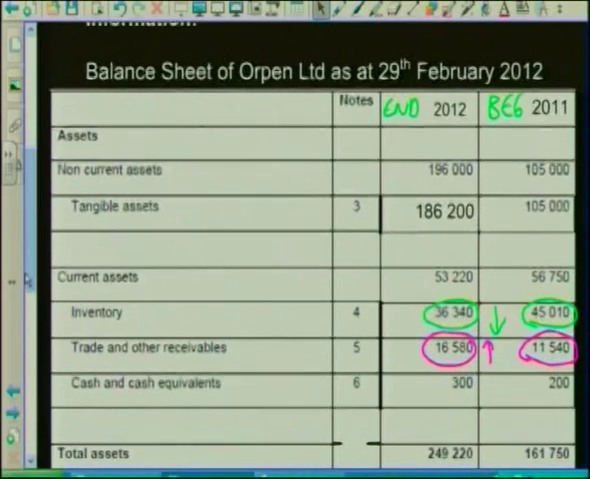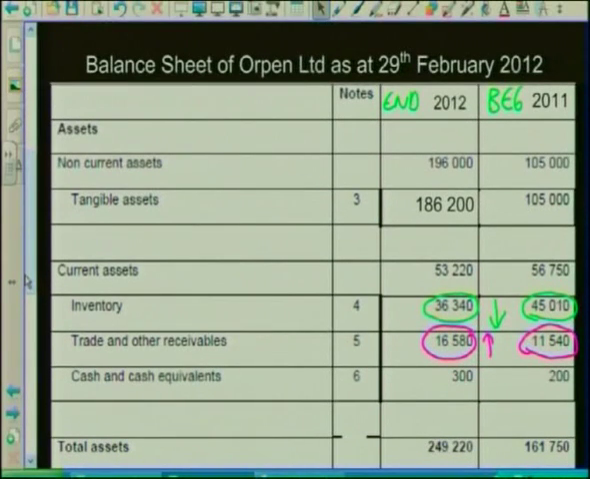And in my balance sheet, the only thing that they are giving me is tangible assets. Okay, so tangible assets, 2011, my tangible assets was sitting at 105,000. 2012, my tangible assets is now sitting at 186,200. Now remember guys, normally you would want to say, okay, all I need to do is the difference would represent the land and buildings that I've purchased.